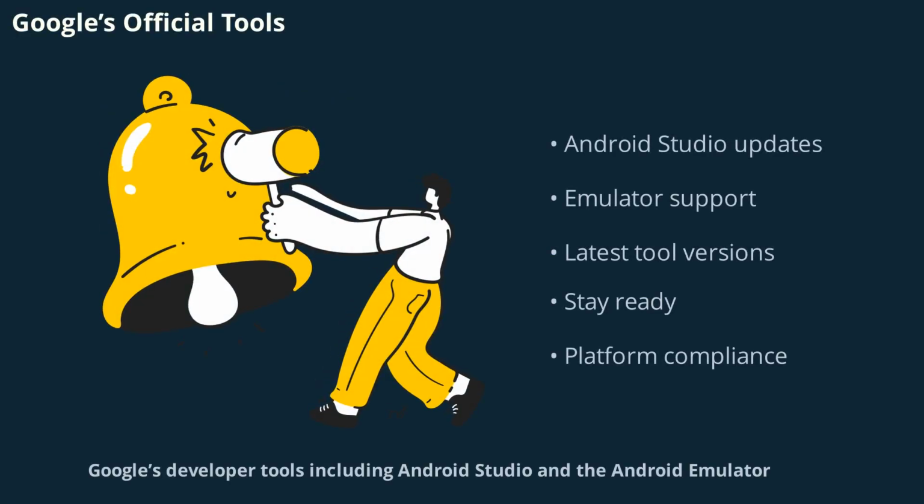Google's developer tools, including Android Studio and the Android emulator, are updated to support 16 KB page size testing. Make sure you're using the latest versions to take advantage of these features. Regularly updating your tools ensures you're always ready for new platform requirements.